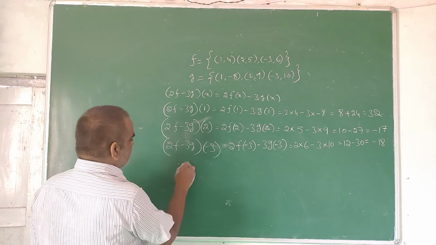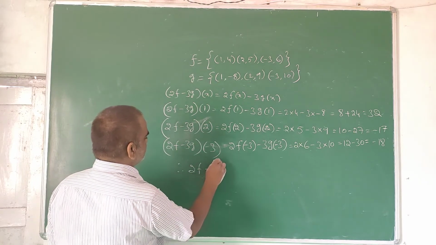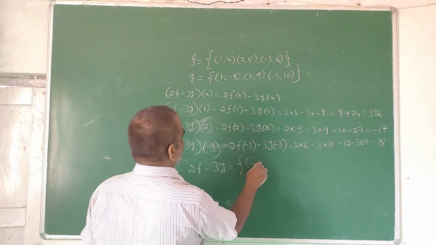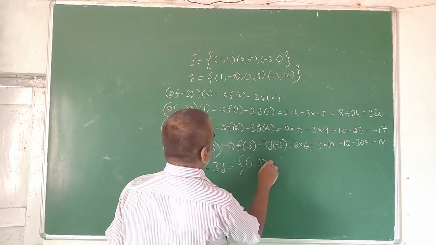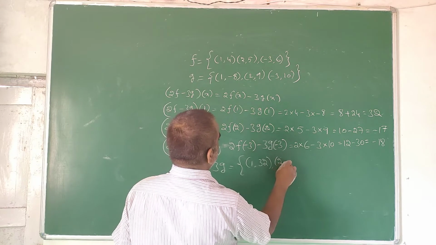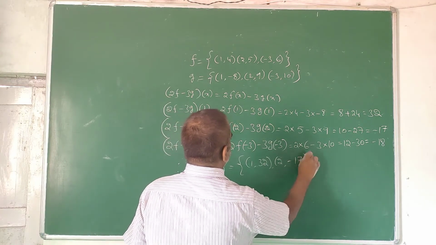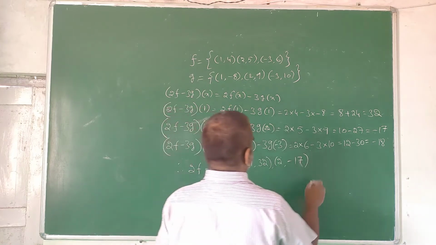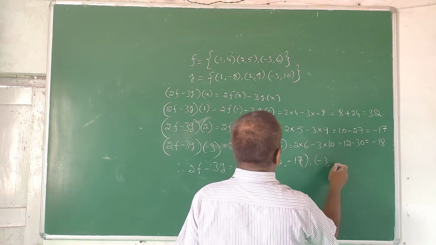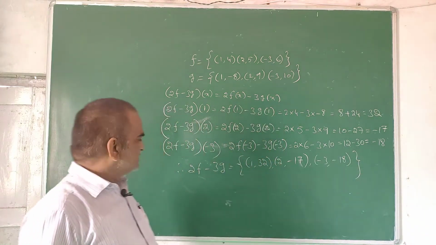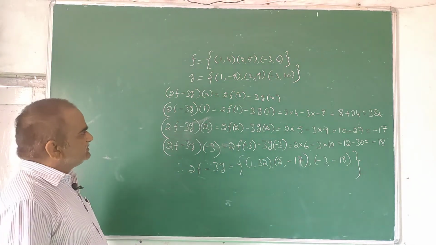Therefore, 2f minus 3g will be the set of ordered pairs 1 comma 32, 2 comma minus 17 and minus 3 comma minus 18. Did you understand? This is 2f minus 3g.